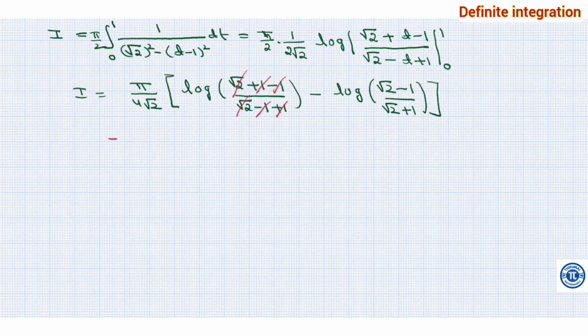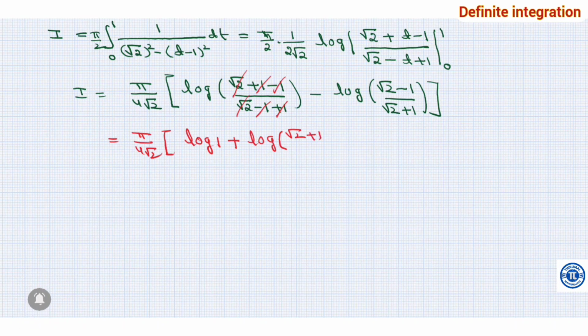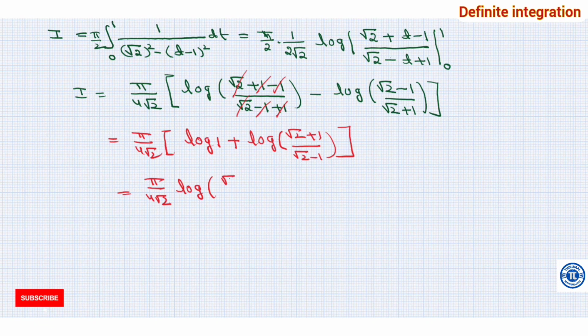Okay, so it is equal to pi by 4 root 2 into log 1. Log 1 value we know is 0. Okay, write here plus log of root 2 plus 1 by root 2 minus 1. Okay, here write the reciprocal, so the sign changes to plus. Okay, it is equal to pi by 4 root 2 into log 1, which is 0, plus log of root 2 plus 1 by root 2 minus 1.